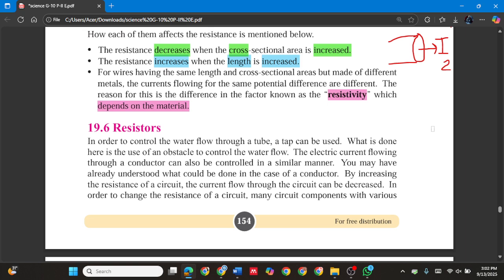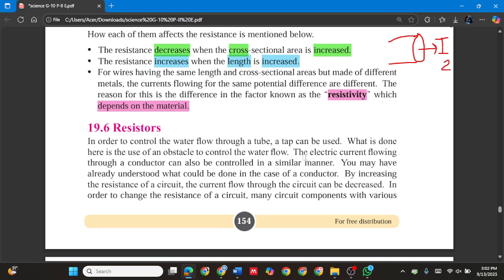The electric current flowing through a conductor can also be controlled in a similar manner. You may have already understood what could be done in the case of a conductor.